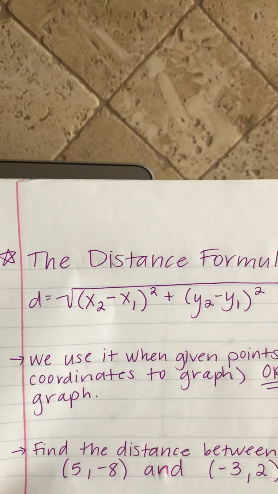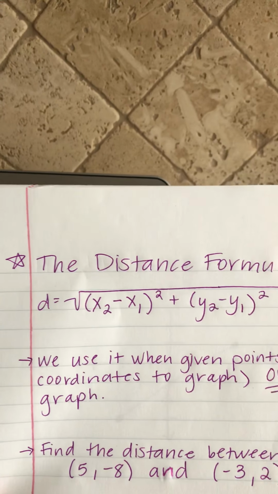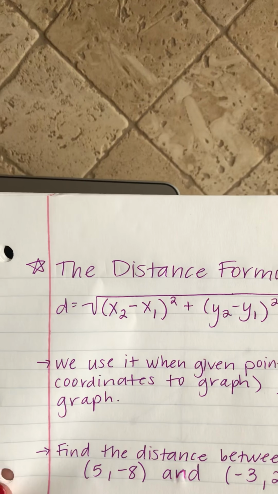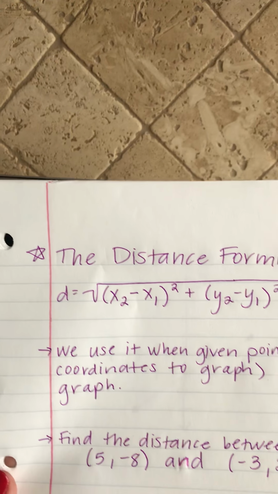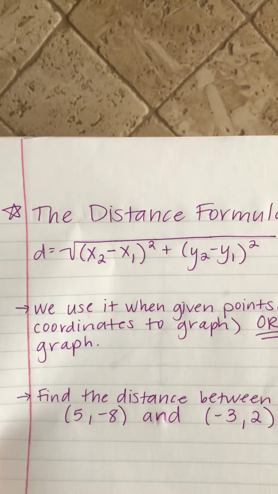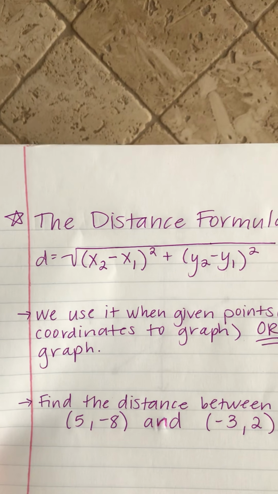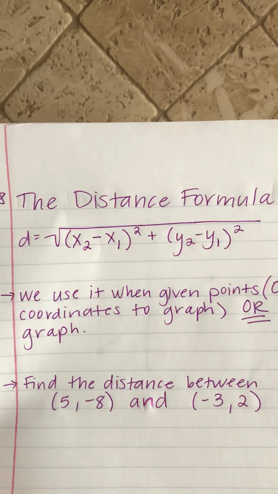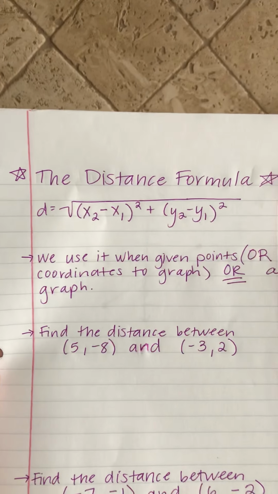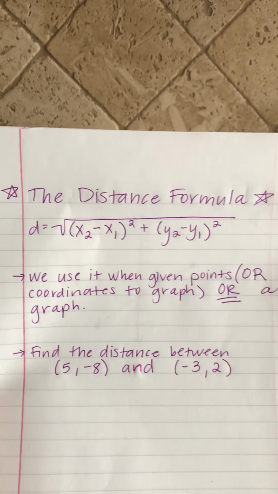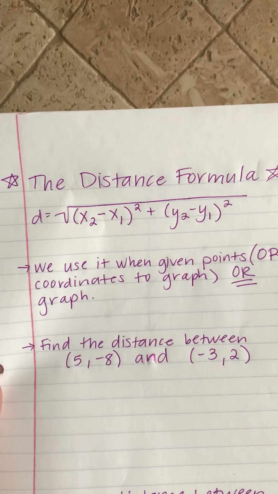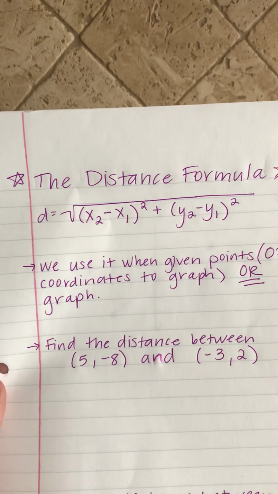This will always be calculator active unless it's small numbers that come out to be even. This is not something that you would find on the inactive portion of the test. Now, if I'm not mistaken, I've been going through your EOC packet and working everything out, and I believe there is one that uses the distance formula, but I can't remember off the top of my head. So we use it when we're either given points or coordinates that it asks us to graph, or we're given a graph and we have to find the points and then find the distance from there.